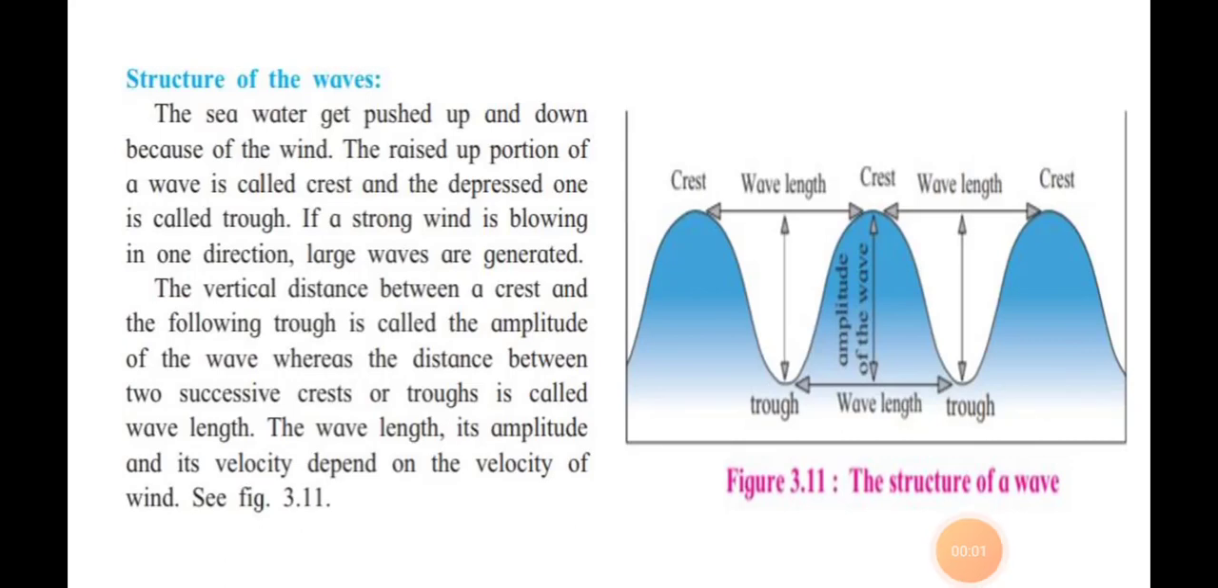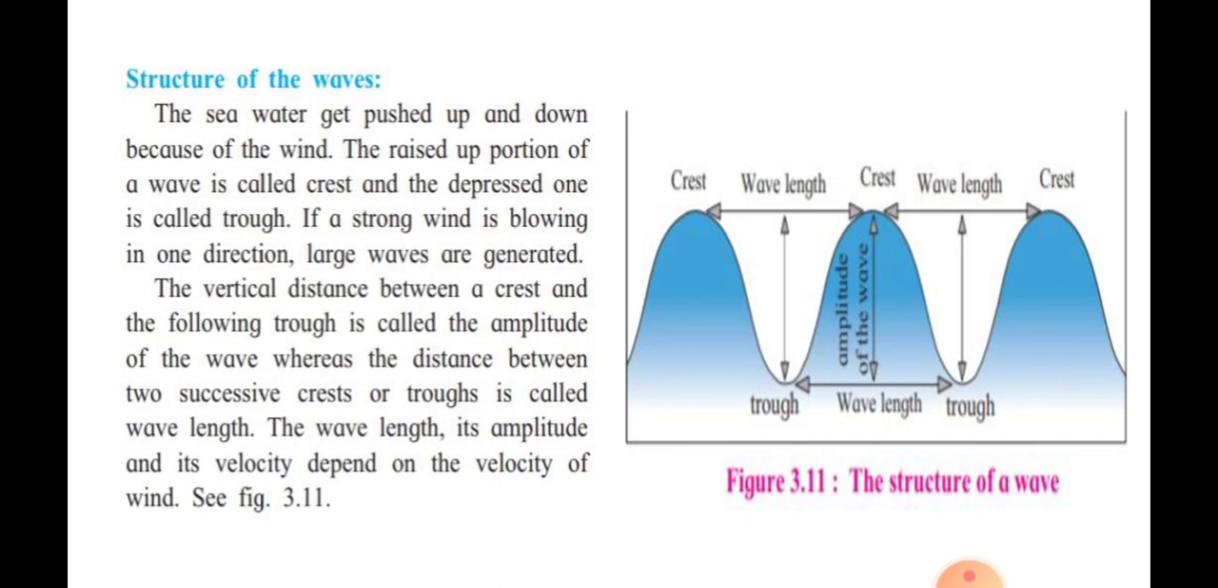Now let's see the structure of the waves. The sea water gets pushed up and down because of the wind. The raised up portion of a wave is called crest and the depressed one is called trough. If a strong wind is blowing in one direction, large waves are generated.